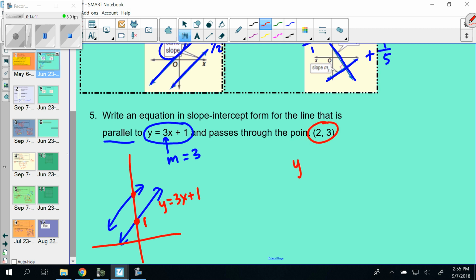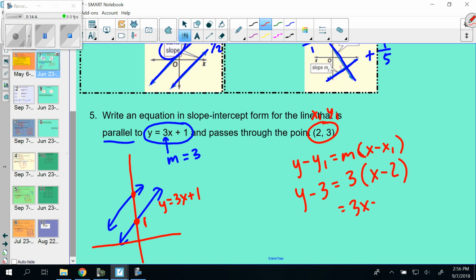So start with your point-slope form, or you could do this with slope-intercept form as well. But now we got to put in the information we know. So our slope is 3 because it's parallel. Our x1 and our y1 are listed here. So we got y minus, our y1 is 3, equals 3 times x minus our x1 which is 2. This should give us the line that also has a slope of 3 but a different y-intercept.